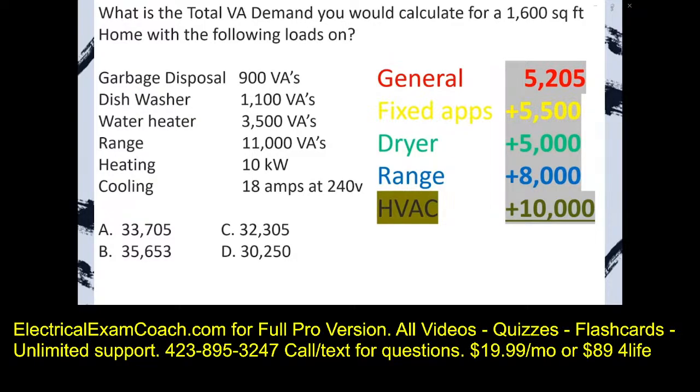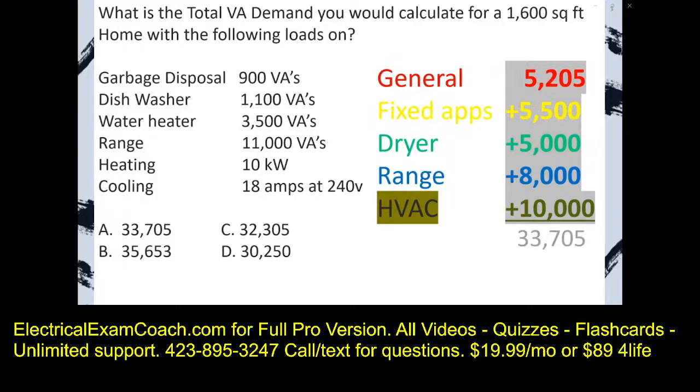Make sure that you push the equals button in between each addition. The reason is sometimes when you add a bunch of numbers without clearing it out, it will mess up inside the calculator. So I'm going to do mine like this: 5,205 plus 5,500, and then I'll hit the equals button. And then I'll do plus 5,000, plus 8,000, plus 10,000, pushing the equals button in between each time just to make sure I end up with the right answer.